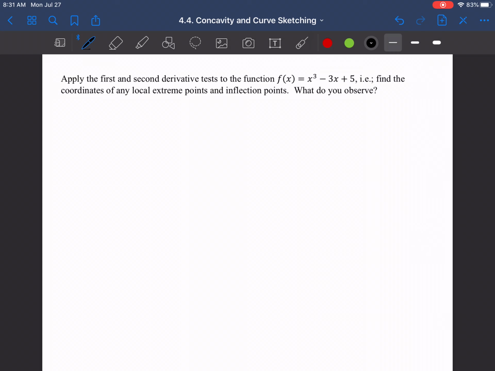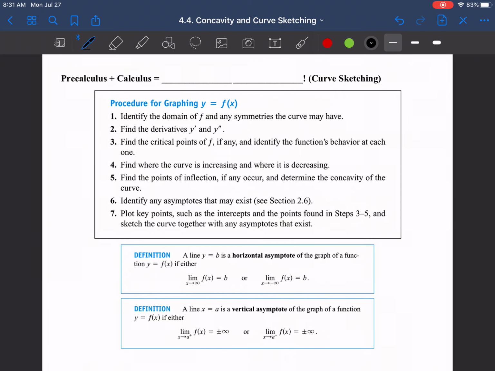All right, so let's just move on to then what's the purpose of this stuff. Well, we can put in a little pre-calculus and some calculus and end up, I mean, perfect might be a bit of an exaggeration, but really good graphs. All right, so this is curve sketching. So here's your procedure for curve sketching. What you want to do is identify the domain of f and any symmetries the curve may have. So that's from pre-calculus. Is it even, is it odd, anything like that.